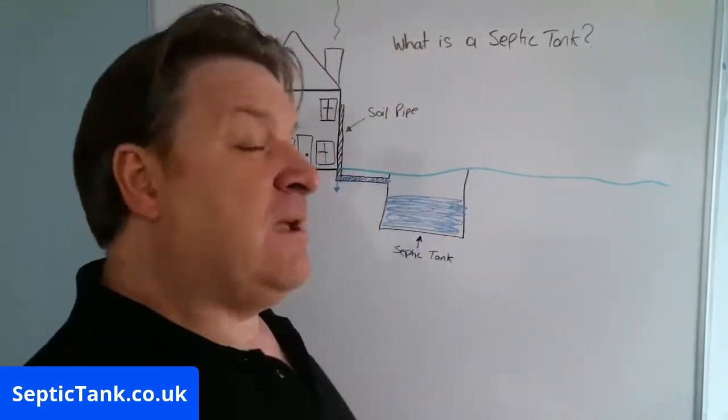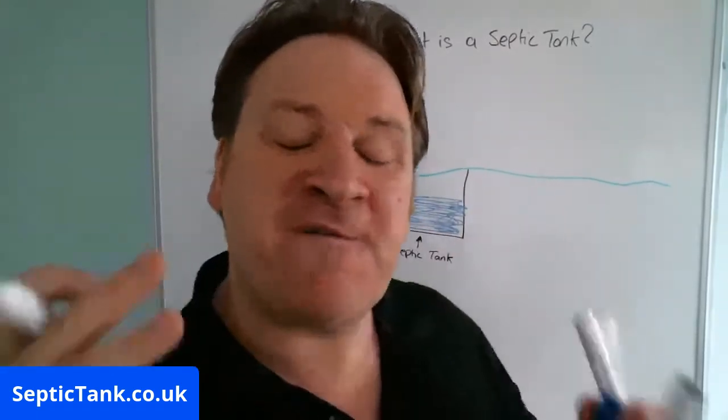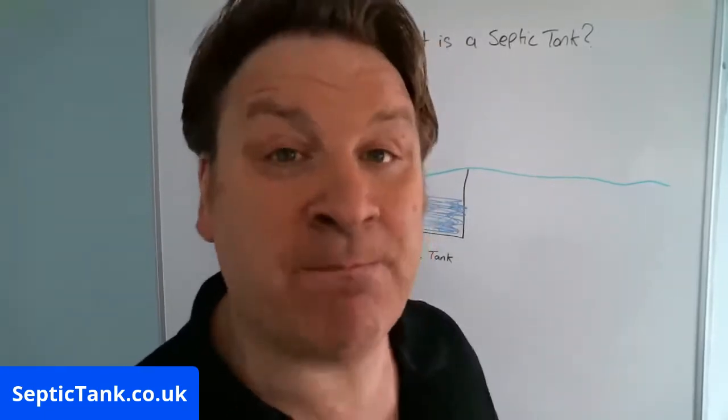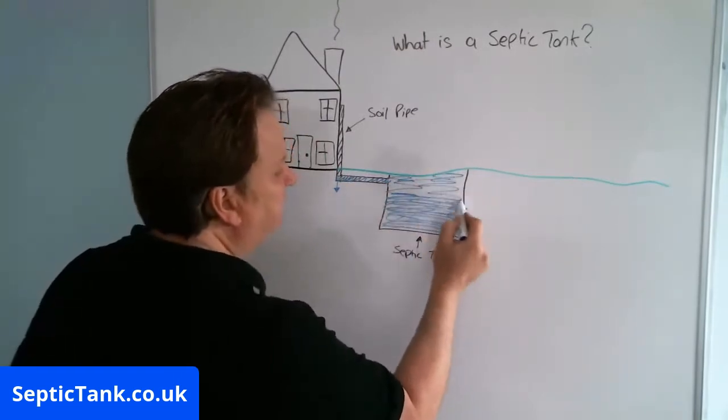Now, as you know, at the moment, it's just a tank. Now, if that tank didn't have an outlet pipe, it would just fill up until it was full up.